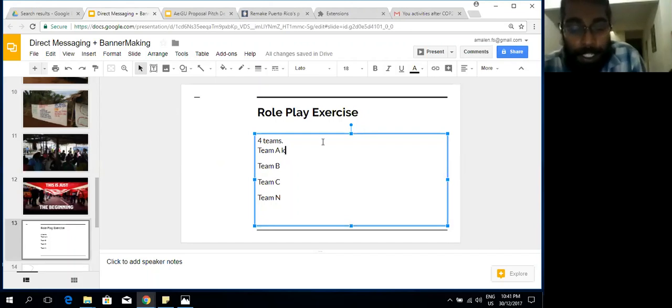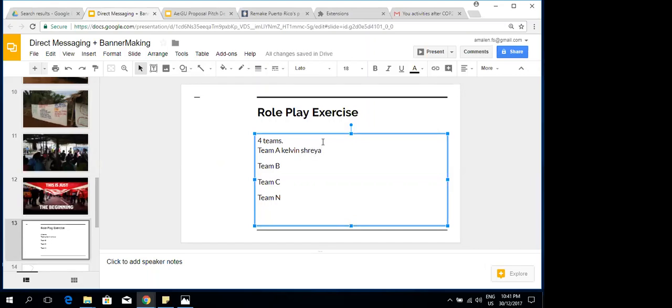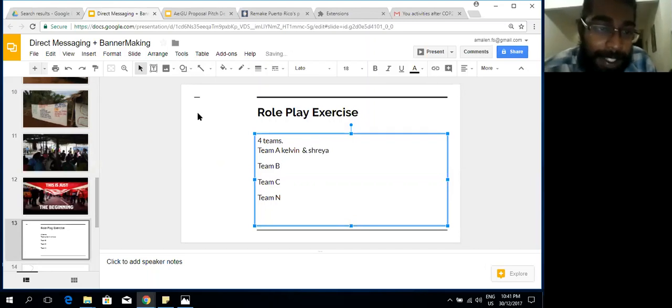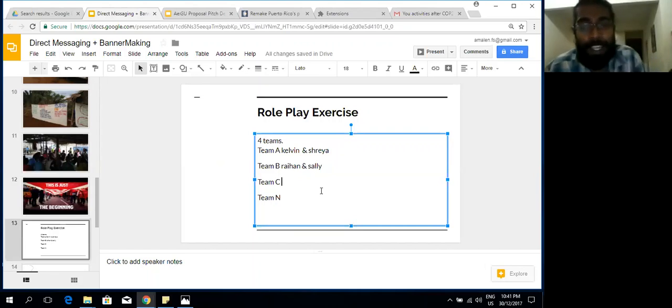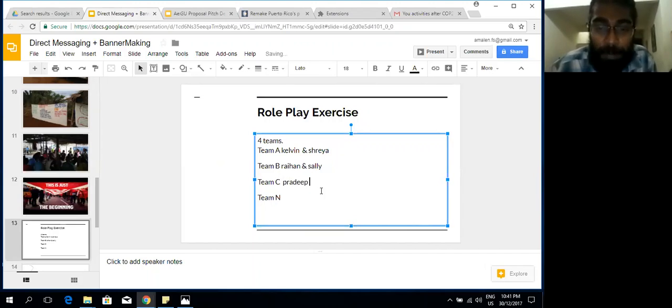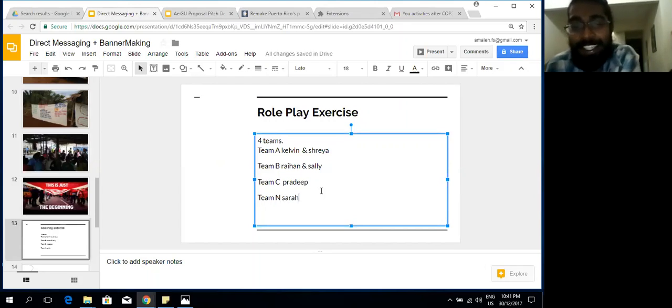Okay. So, I'm going to put Kelvin together with Freya in Team A. In Team B, I'll be putting Raihan and Sally in Team 2. Oh, we don't have enough people for more teams. Okay, so I'll be putting Pradeep as the corporation people. Pradeep, you're Team C, and Sarah, you'll be Team N. Okay? Is everyone clear on their teams?